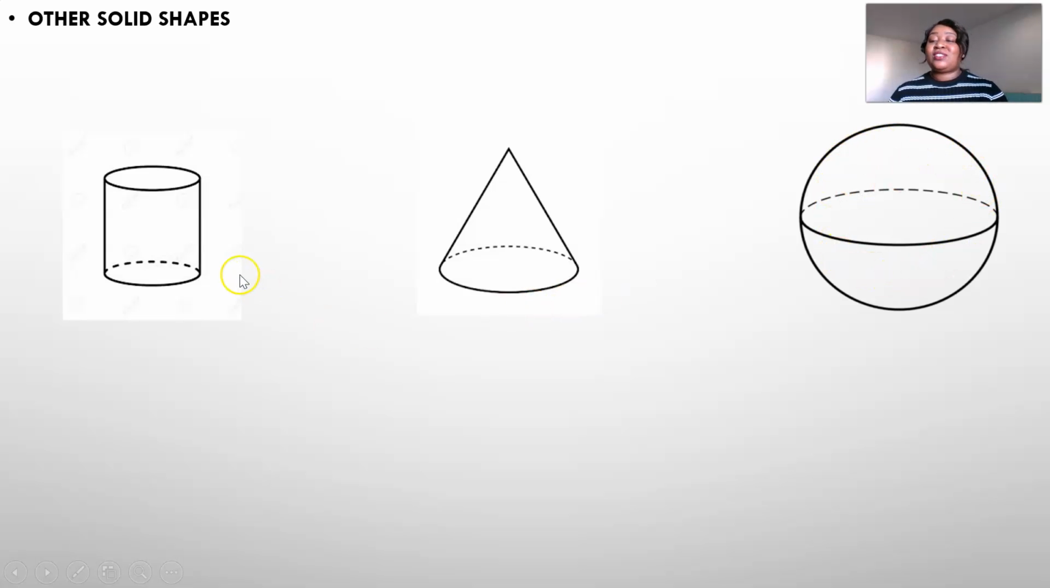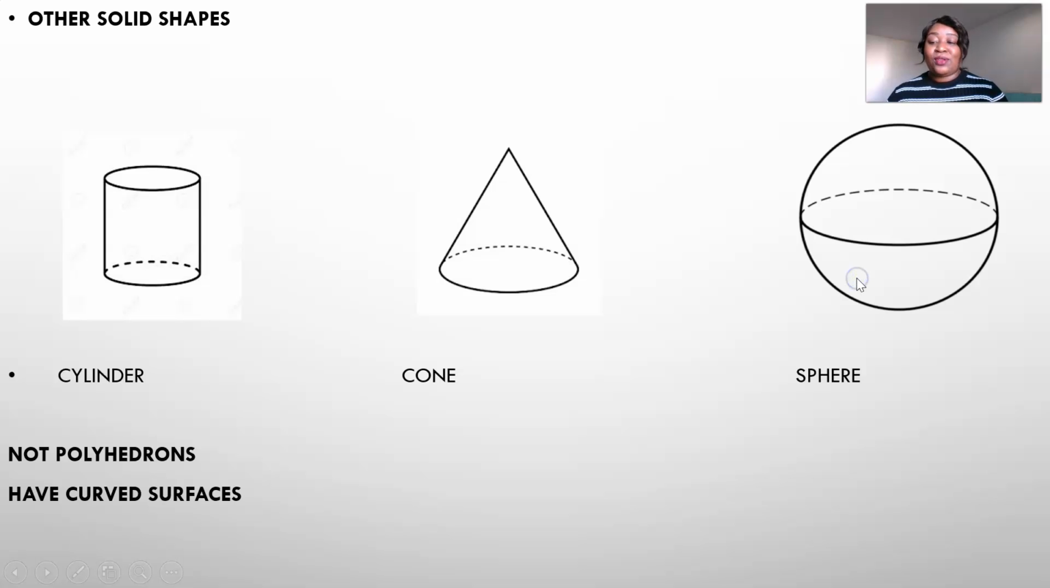We call this one a cylinder and this one a cone. Then this one is a sphere. So they are not polyhedrons. They have curved surfaces and they have circular faces.